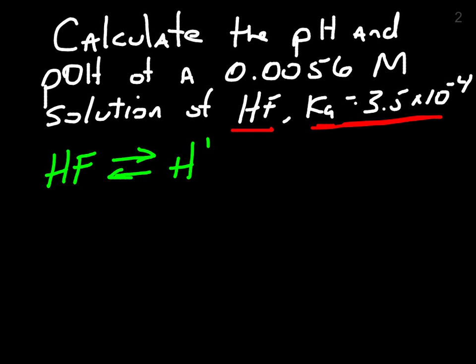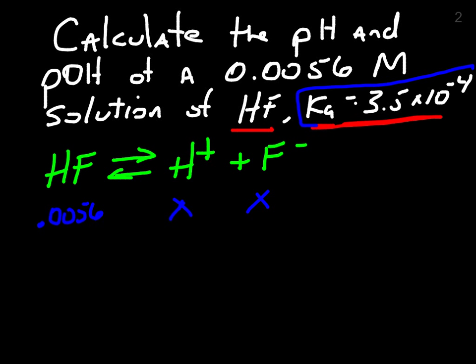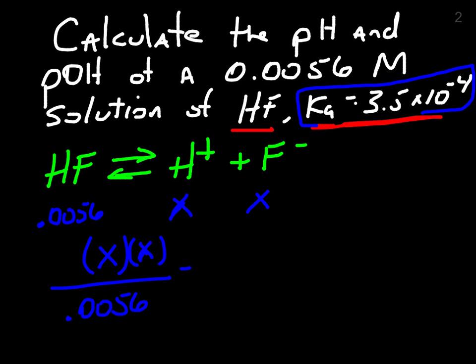So it still is going to break up, forming a hydrogen ion in solution, but the difference now is that this is 0.0056, this becomes X, and this becomes X. I'm going to use the equilibrium constant to tell me how much X there is. So I'll set it up this way: X times X, which is coming from the mass action expression, over 0.0056 is going to equal 3.5 times 10 to the negative 4.